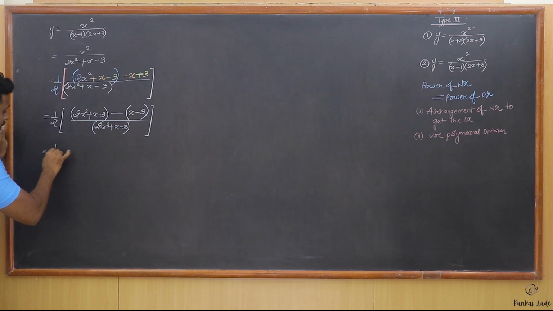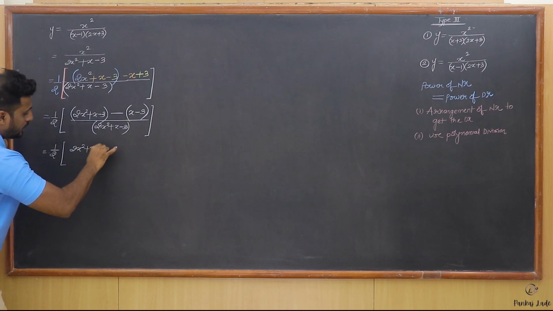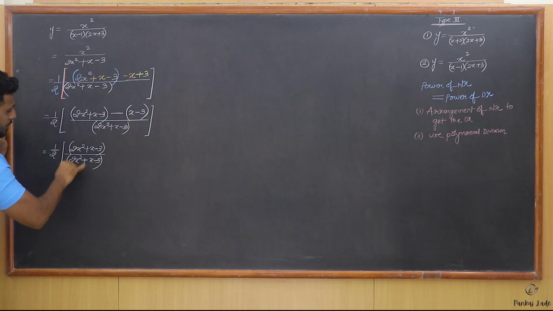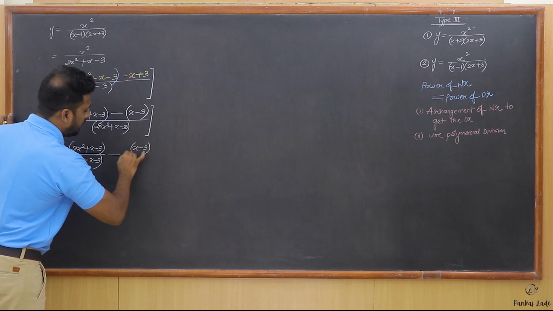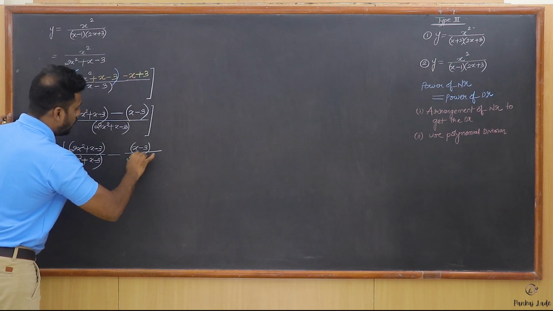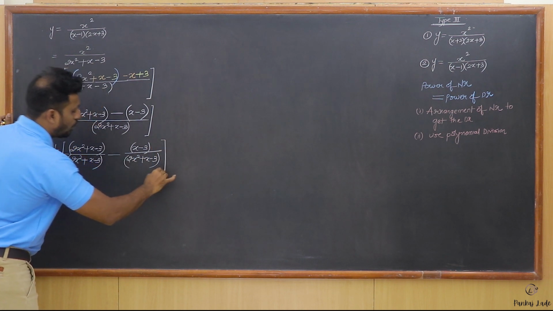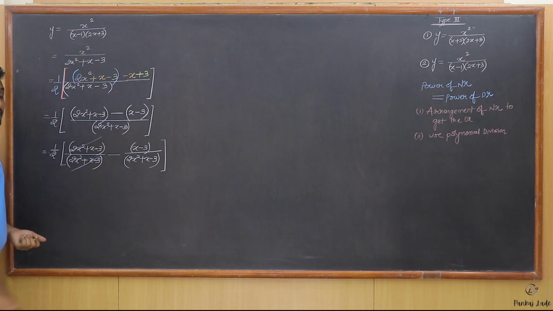So now my next step is going to be 1 upon 2. I do the separation. So I get 2x square plus x minus 3. Its denominator is also going to be 2x square plus x minus 3. Then there is a minus sign. Then you have this x minus 3 upon the denominator 2x square plus x minus 3. So what cancels here? You can easily say this 2x square plus x minus 3 cancels.